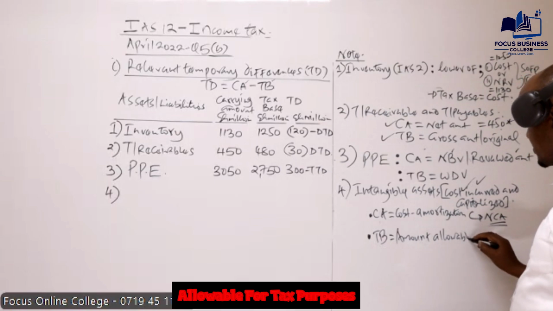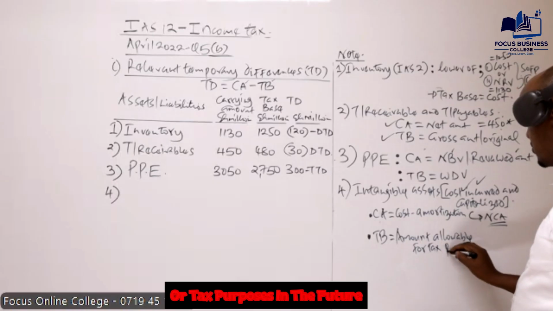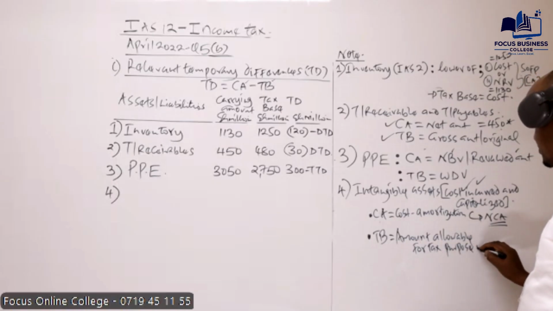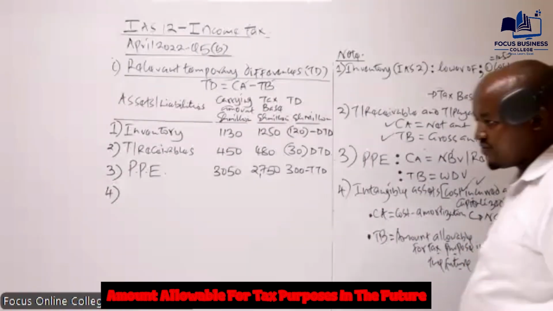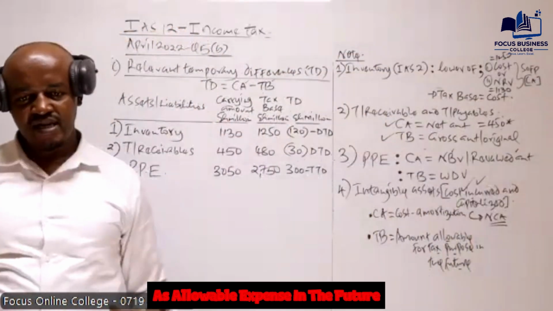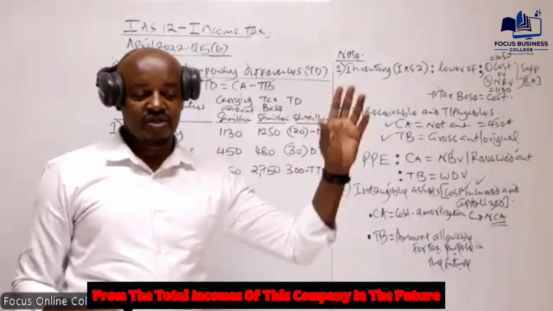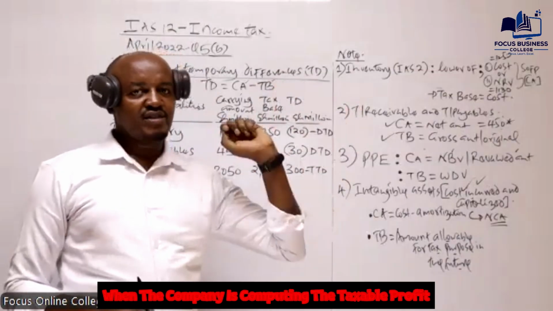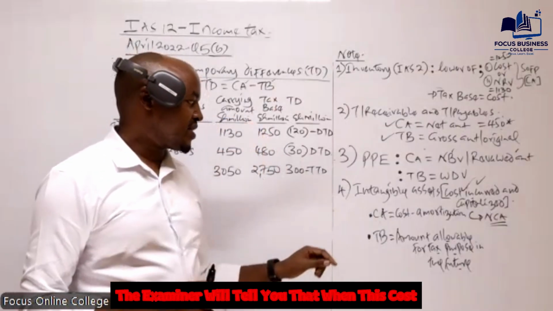allowable for tax purposes in the future. So when we talk about the amount allowable for tax purposes in the future, we are referring to the amount which will be treated as the company's allowable expense in the future. How much amount will be deducted from the total incomes of this company in the future when the company is computing the taxable profit?